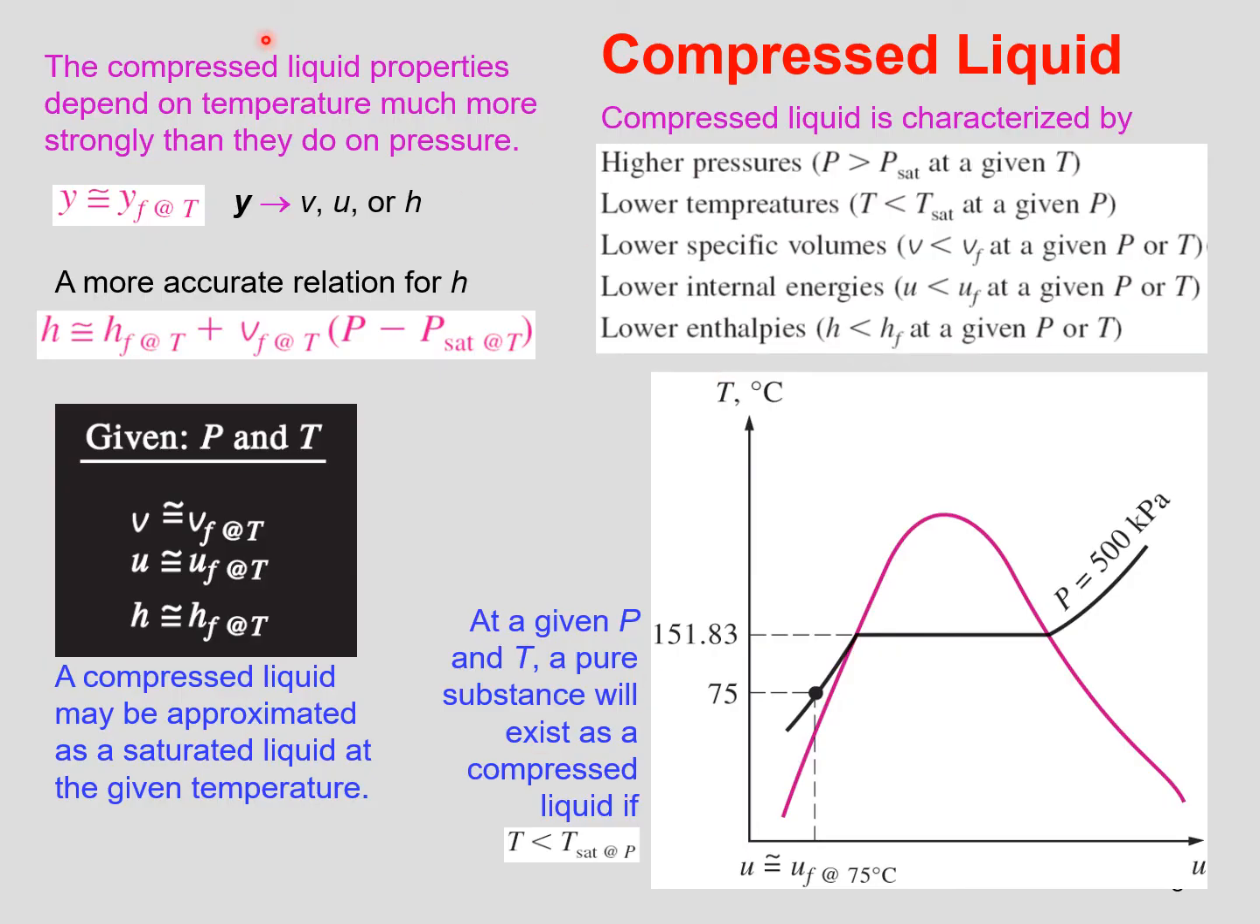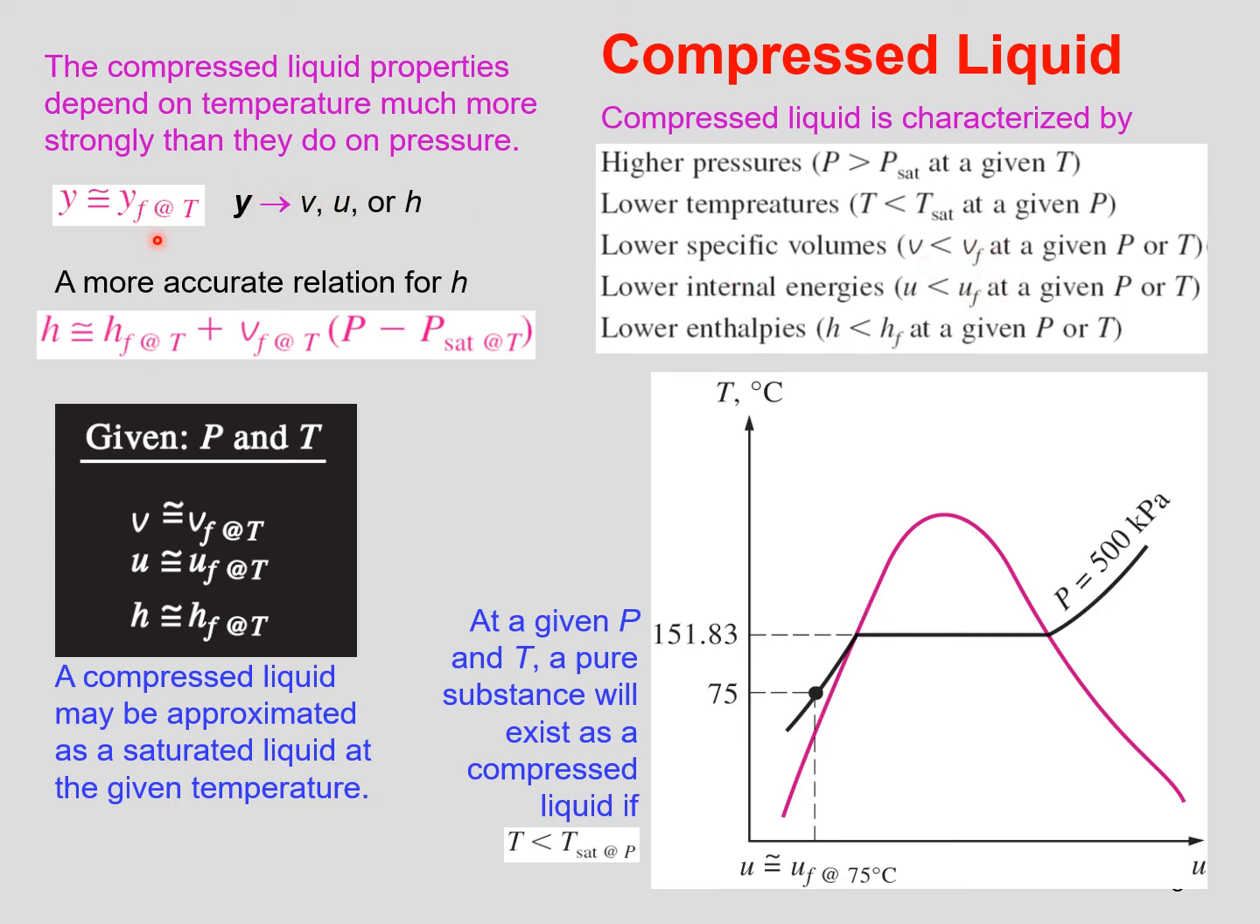Compressed liquid. So one last region to look at. So compressed liquid, we're over here in this region here. The properties of the compressed liquid, compared to a saturated liquid, are at a higher pressure, lower temperature, lower specific volume, lower internal energy, lower enthalpy. So you can use this table to determine what region you're in. If you're given h, compare it to hf to see where you are, or compare the specific volume to the vf.